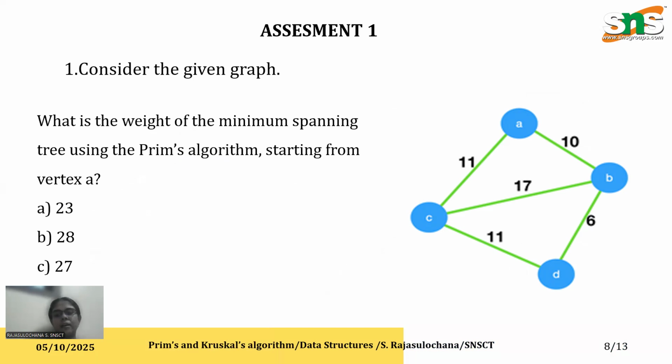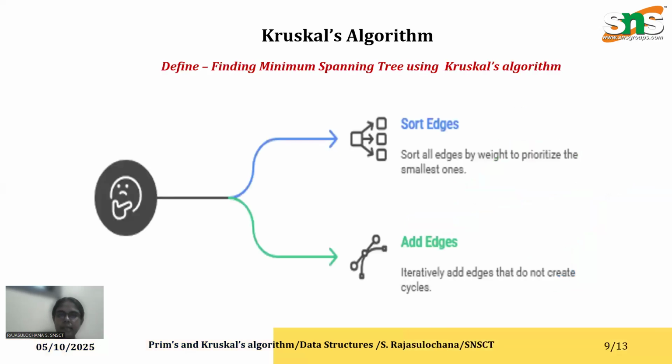The answer would be, if we start from vertex A, from A to B the distance is a minimum of 10, and from B to D it is again a minimum of 6. From D to E it is 11. So the total minimum cost would be 27. So the answer is option C.